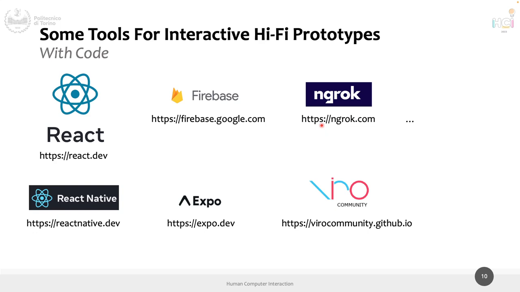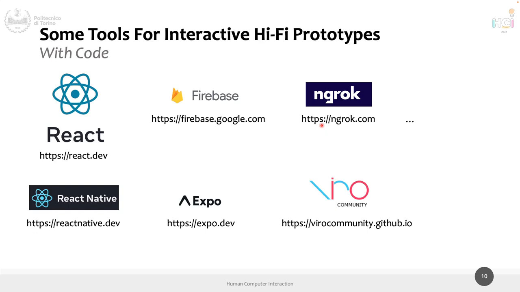So ngrok is an application to download and use on your computer. If you have a web application running on your computer on localhost, whatever port, ngrok will allow you to have that application running on a public IP with HTTPS just by launching ngrok. So it will create a tunnel between localhost and something.ngrok.com under HTTPS.